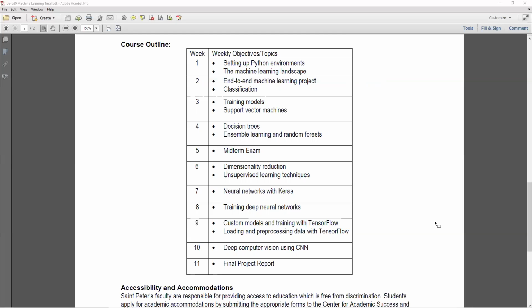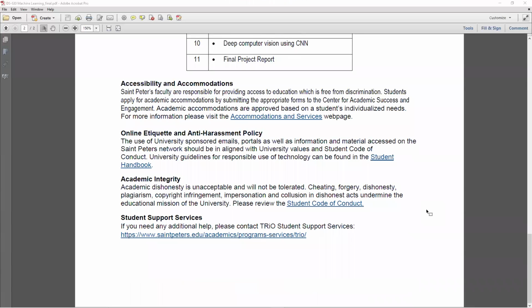And then the next thing you would be exposed to, weeks 8, 9, and 10, would be neural networks and deep learning. That would be something you would be really interested in going forward. This is followed by the final exam and final project.